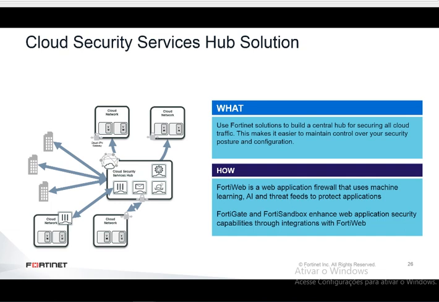You can use Fortinet products as a Cloud Security Services Hub solution to build a central hub for securing all cloud traffic. This makes it easier to maintain control over your security posture and configuration. You can deploy FortiWeb, which uses machine learning, AI, and threat feeds to protect applications. You can integrate FortiGate and FortiSandbox with FortiWeb to enhance web application security capabilities.